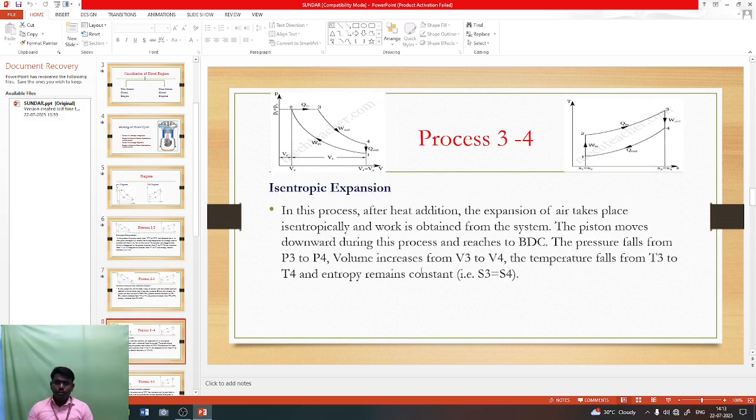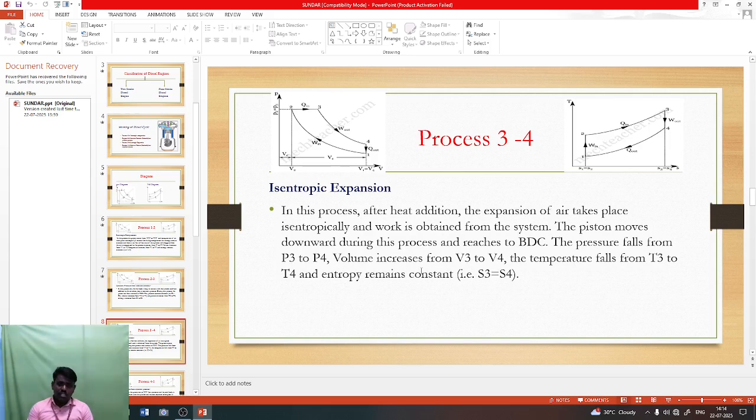Now we can see process 3 to 4. In this process, after heat addition, the expansion of air takes place isentropically and work is obtained from the system. That's why it is indicated as W out. You can see our PV diagram. In that diagram, the 3 to 4 process is isentropic expansion. The piston is moving downward during this process and reaches BDC.